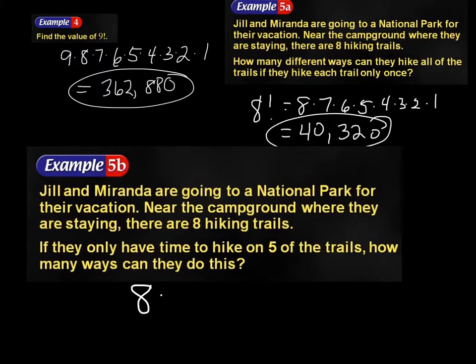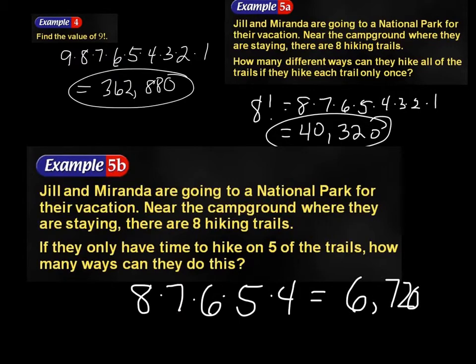Now if they have only time to hike 5 of the trails, they would still start off with 8 times 7 times 6 times 5 times 4. There's the first 5 trails. And so that only gives them a choice of 6,720 ways to do it.